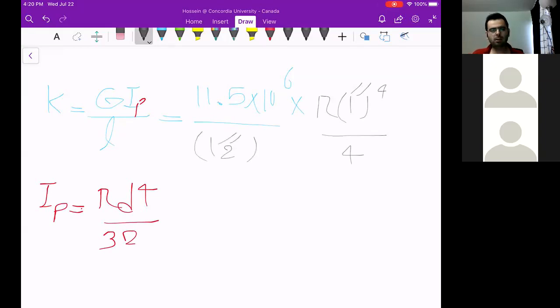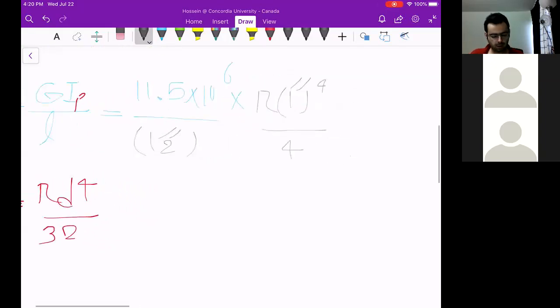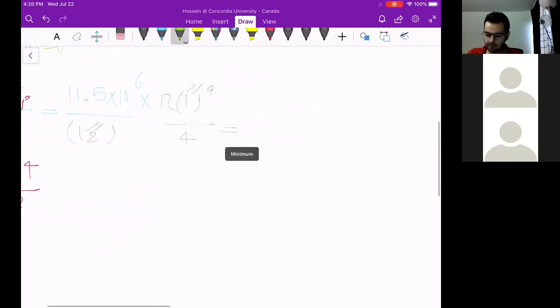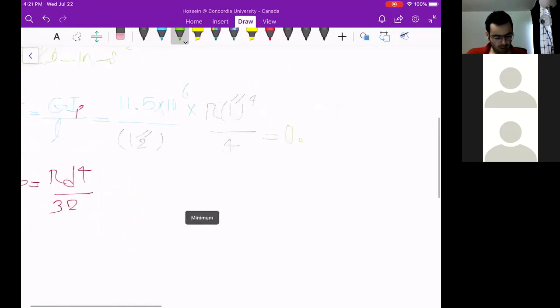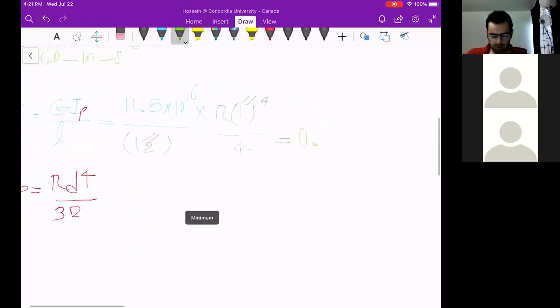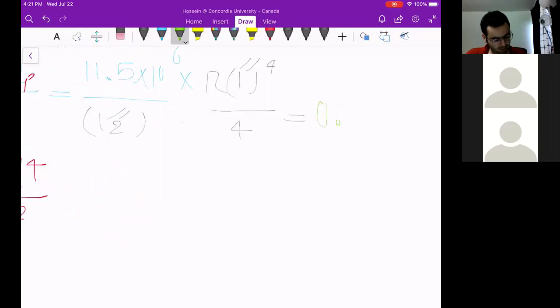Therefore, the torsional spring stiffness can be calculated finally as 0. Why did you divide by 4 instead of 32? Okay. Sorry, I made a mistake. Thank you for the correction. No problem. It's 32.